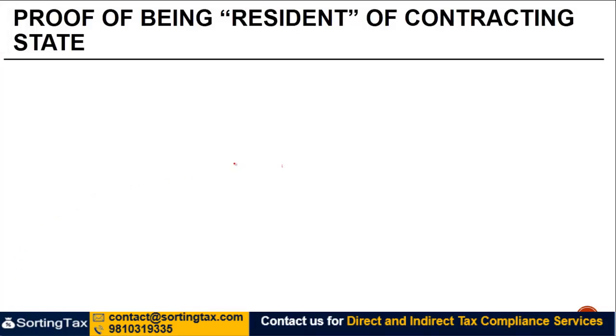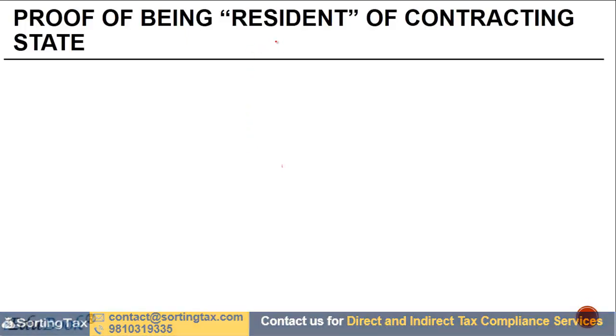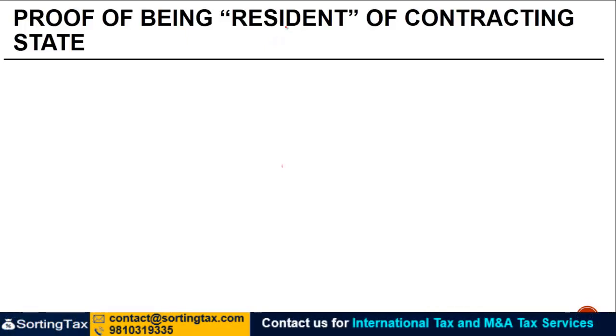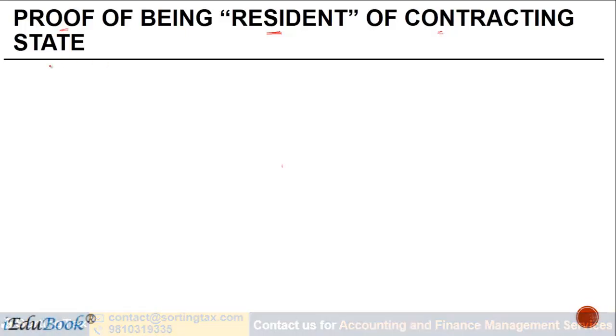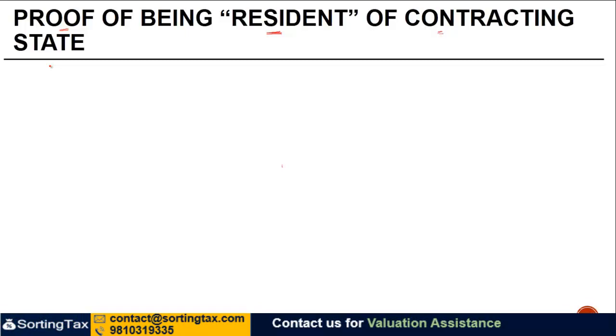Proof of being a resident of a contracting state. Now, like I told you in some of the earlier slides and discussions, in order to claim the benefit of a treaty, a person needs to prove that he is a resident of the contracting state. Right? Now, just by saying that I'm a resident of a contracting state, the other person may not necessarily agree to it. So what is the proof? What is the document that one can give to substantiate that he is a resident of a contracting state?